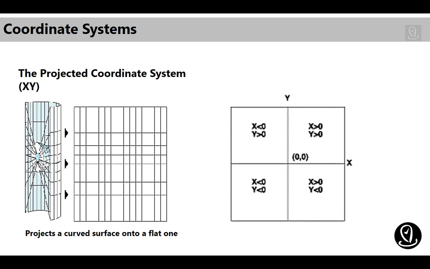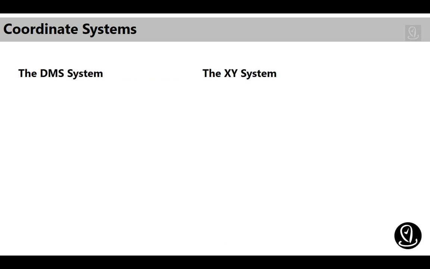The projected coordinate system is measured relatively in x and y values in meters from a defined origin. X and y could be positive or negative depending on the positions in the various quadrants.